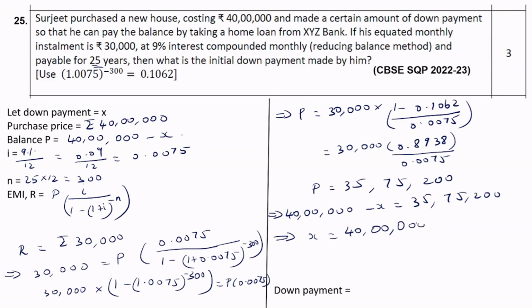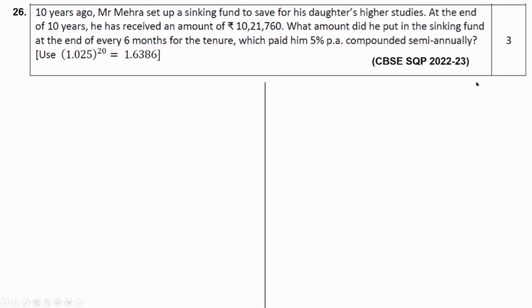So from this we have X as 40 lakhs minus 35 lakhs 75,200. Now when we subtract, we get it as 4,24,800. Therefore, the down payment is rupees 4,24,800. So this much is the down payment. Writing what is given, then writing the balance, finding I, writing the EMI, all these carry 1 mark, then writing the formula, substituting the values and getting the final answer carries 2 marks. A total of 3 marks for this question.